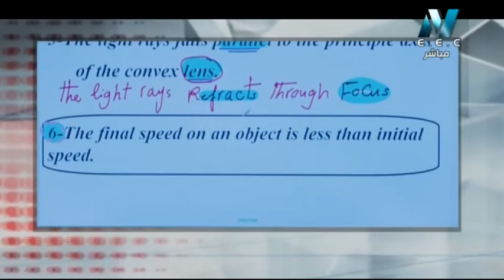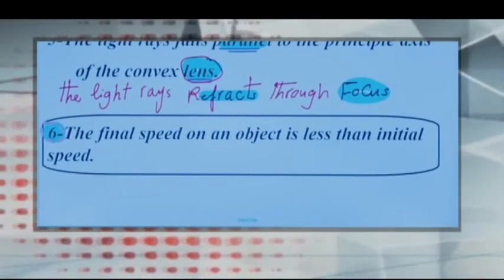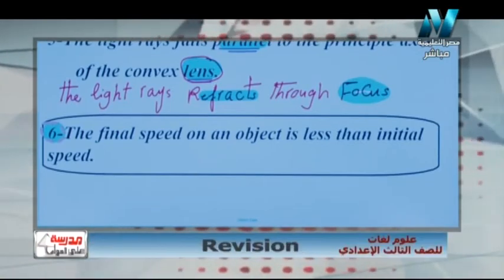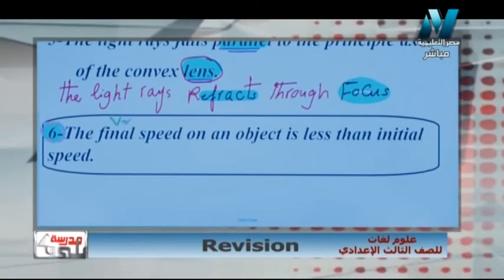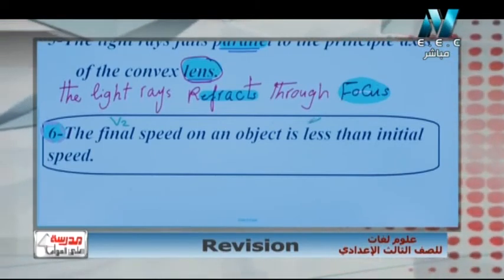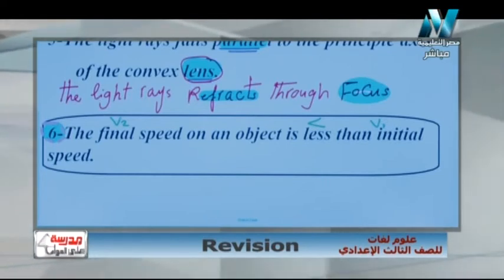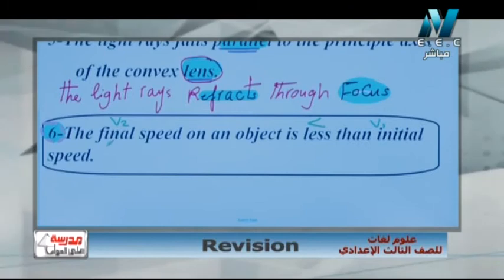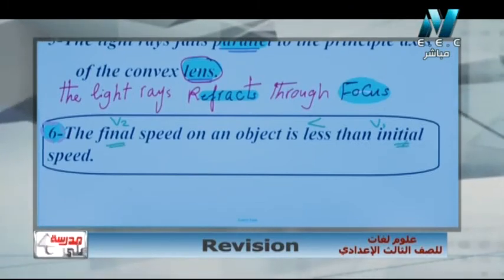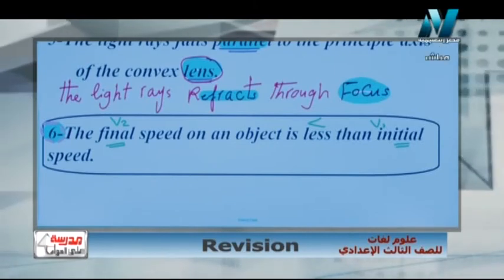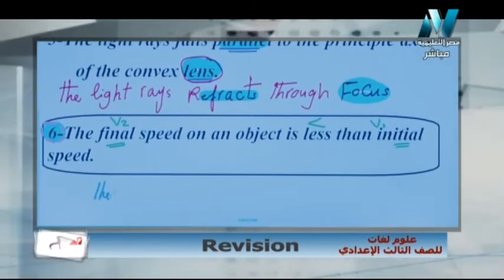Let's complete our revision with the type of questions where we talk about what happens if. So we have question number six. Let's see together: the final speed of an object is less than the initial speed. We know what is meant by final speed, as here we have V2 less than the initial speed V1. So here we talk about the change in speed between the final speed and the initial speed.